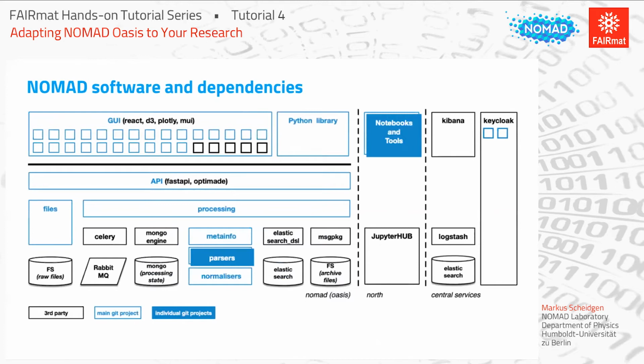Now let me go a little bit into more technical details about the platform that are good to know when you want to get into installation issues, or also when you want to get into customizing the system, or maybe even becoming a developer of the platform. So the NOMAD software is basically built from lots of existing components. That's everything in black here. And then, of course, we build our own pieces of software that are the blue parts.